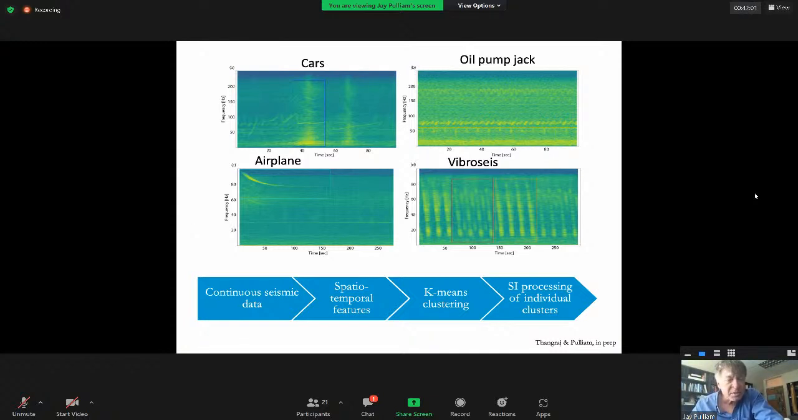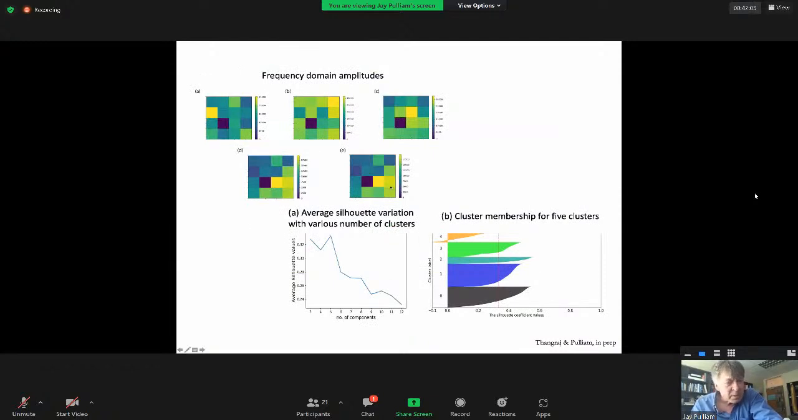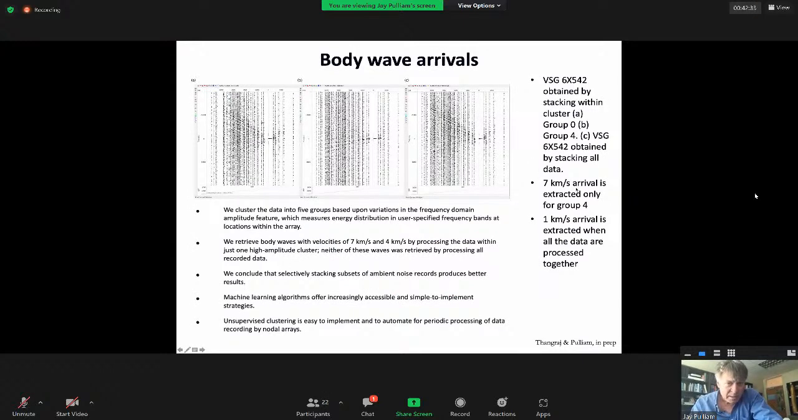But the idea is to identify a number of features. Here's the one that won out in the end. It's this frequency domain amplitude. So it's just trying to identify the locations of high amplitude waves at various times. Probably can't see the scale, but yellow is high and dark green is low. And so that allows us to identify the locations and time windows of good sources. And this algorithm will cluster them together, and you can pick a couple of different clusters for processing. And here's one that worked out pretty well.